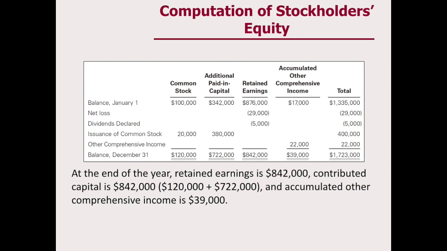Additional paid-in capital went up to 722,000. Retained earnings, just like we're thinking about a retained earnings T account, if you will, we have our beginning balance. We had a net loss in this case, which reduces retained earnings, and dividends decrease retained earnings, leaving us with $842,000 in retained earnings. We had a beginning balance in accumulated other comprehensive income. We had one item that affects accumulated other comprehensive income, and that was other comprehensive income of $22,000. And we get a total ending balance in our equity of $1,723,000.